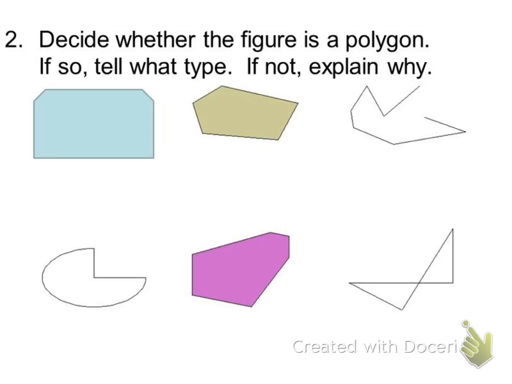Alright, so the first one, it's kind of bluish gray up on the screen. Is that a polygon? Yes. If yes, what type? So you need to count the number of sides. 1, 2, 3, 4, 5, 6. If it has 6 sides, what do we call it? Hexagon. Good. Alright, the next one. It's like a beige looking one. Yes or no? Yes, it is. Count the number of sides. 1, 2, 3, 4, 5. 5 is a pentagon. Good.